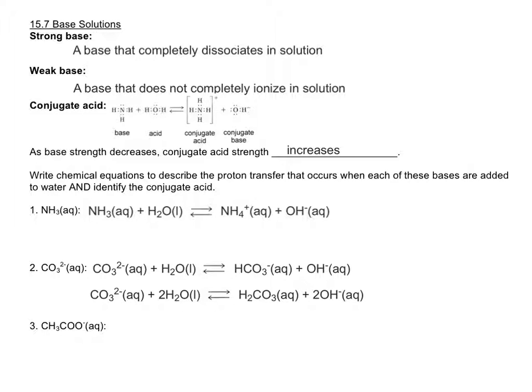And then the third one we have here is CH3COO minus. Okay, so you should recognize that COO as part of the organic acid group that I told you about before, but this one is missing its proton, so it's going to react with water to take that proton back. And so the products will be CH3COOH and OH minus.